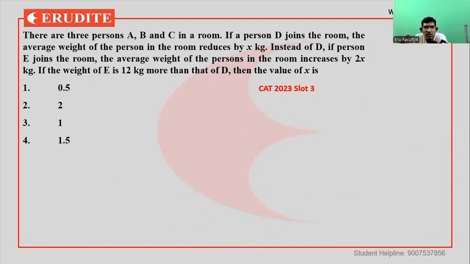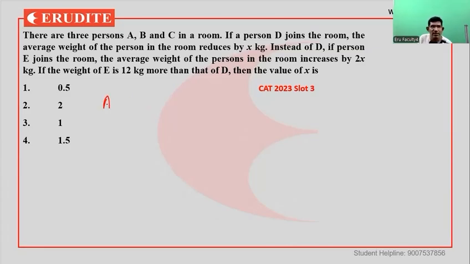It says there are three persons A, B, and C in a room. If a person D joins the room, the average weight of the persons in the room reduces by x kg. Instead of D, if a person E joins the room, the average weight of the persons in the room increases by 2x kg. Now, if the weight of E is 12 kg more than that of D, then the value of x is what? Okay, quite a straightforward and copycat question. I'll show you how to solve it in a faster method without getting into lengthy calculations.